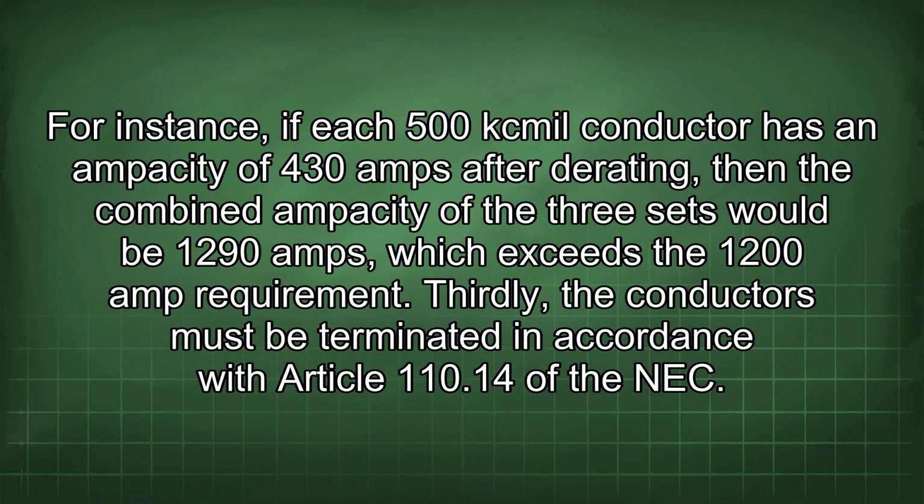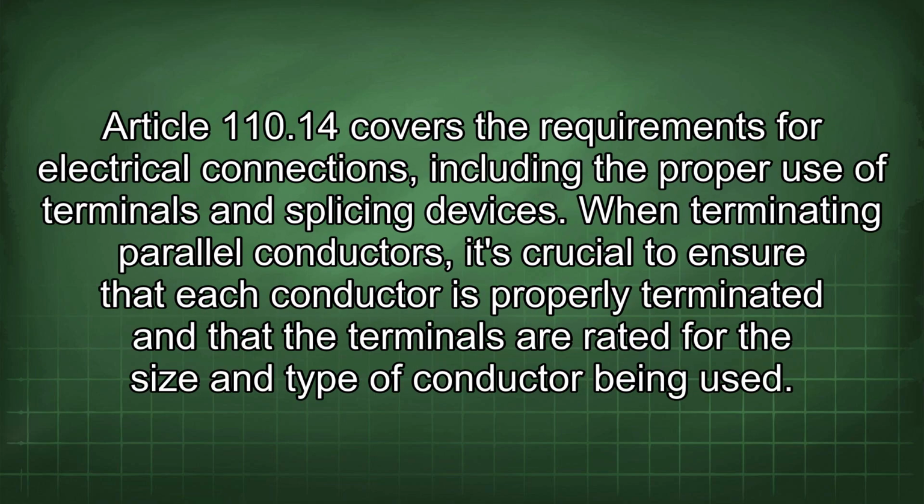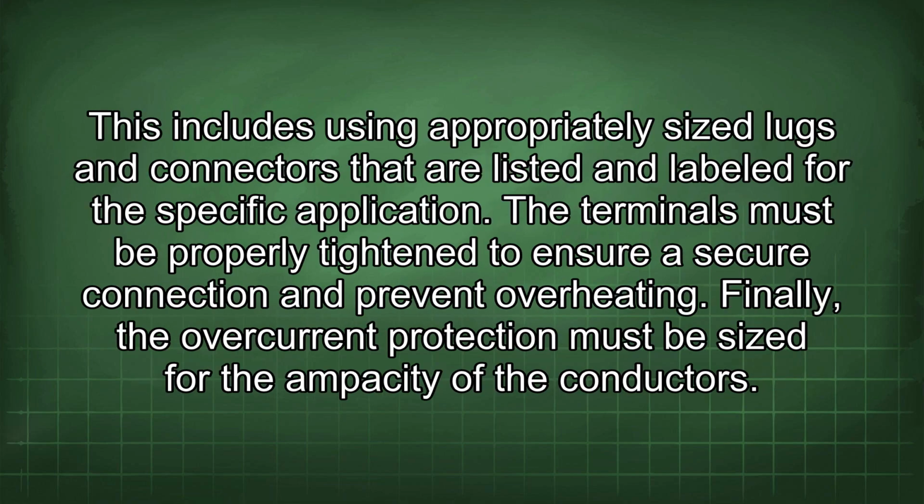Thirdly, the conductors must be terminated in accordance with Article 110.14 of the NEC. Article 110.14 covers the requirements for electrical connections, including the proper use of terminals and splicing devices. When terminating parallel conductors, it's crucial to ensure that each conductor is properly terminated and that the terminals are rated for the size and type of conductor being used. This includes using appropriately sized lugs and connectors that are listed and labeled for the specific application. The terminals must be properly tightened to ensure a secure connection and prevent overheating.